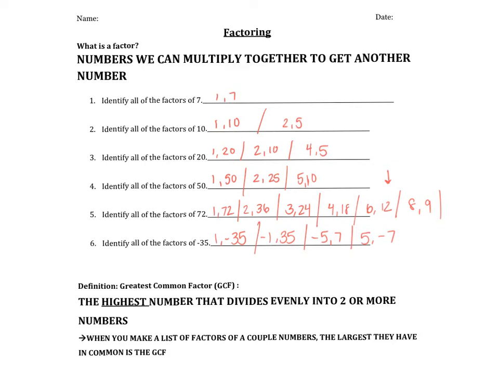So a factor is numbers that we can multiply in order to get another number. It's also if we take the number that we're given and we divide those numbers, we are able to find our factors. So if these numbers are divisible by something, those are factors as well. Okay? Now we're going to go on and look a little bit more at greatest common factor.